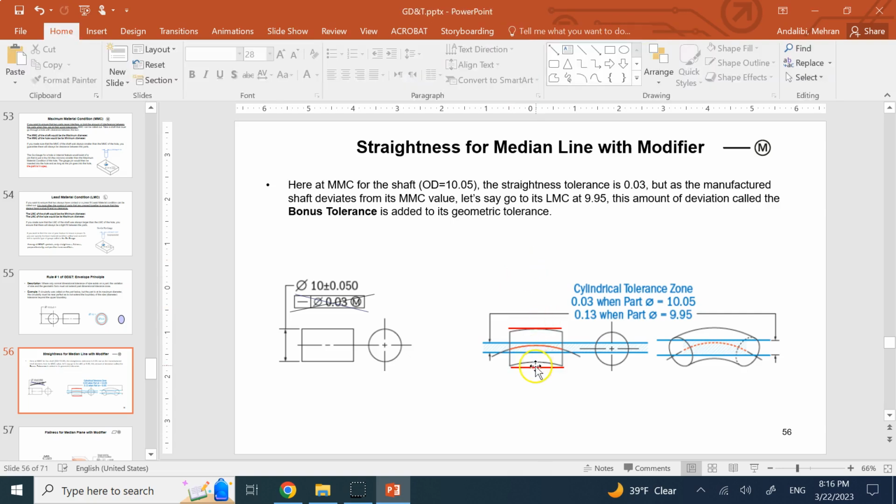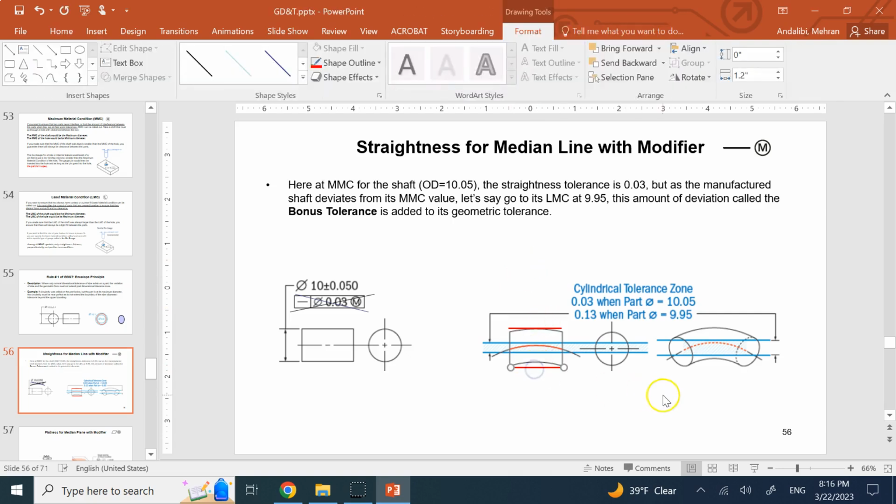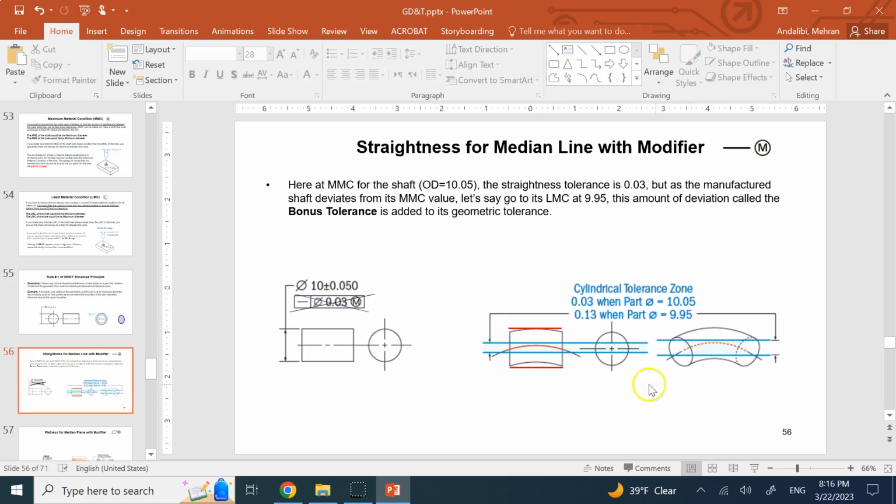So this is the biggest volume, the biggest envelope that I can fill. Between that red line and this red line, the total distance is what? How much is it? It is 10.05, which was initially, and then I have an extra 0.03 of deviation, right? So what is it? It is 10.08.